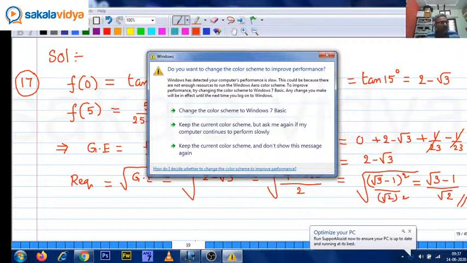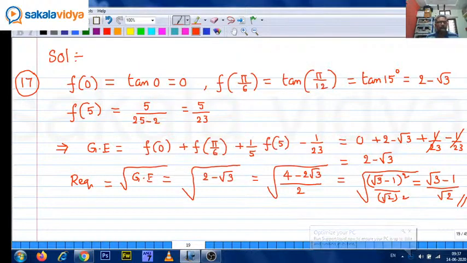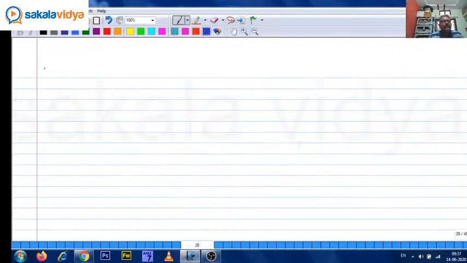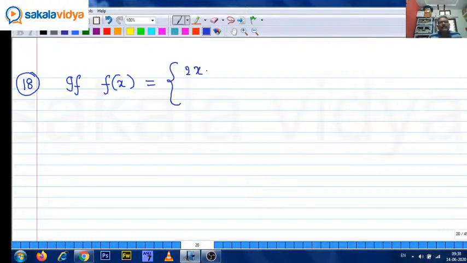Okay, let us move to the next problem. Eighteenth problem. If f of x equals 2x minus 1, provided x greater than 1. For x greater than 1, we need to consider f of x as 2x minus 1. Same, this function will be x square plus 1 if minus 1 less than or equal to x, x less than or equal to 1. So understood now.